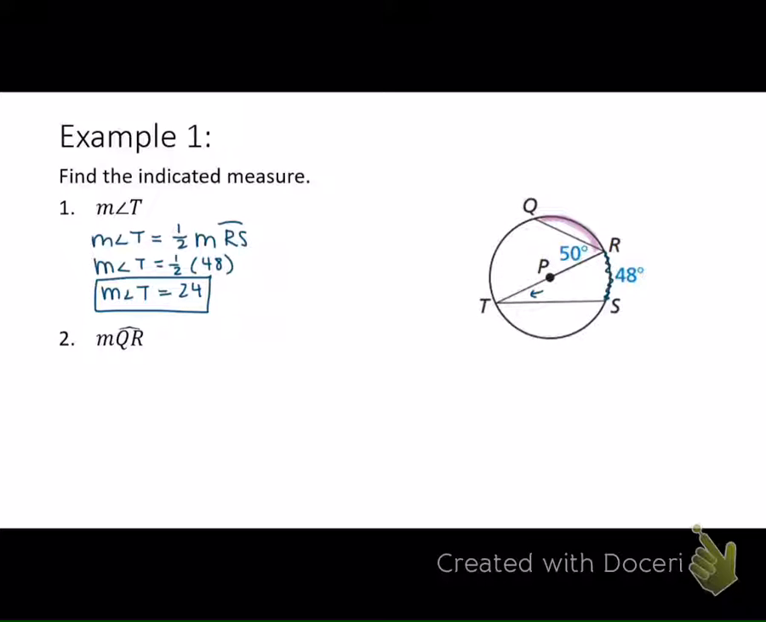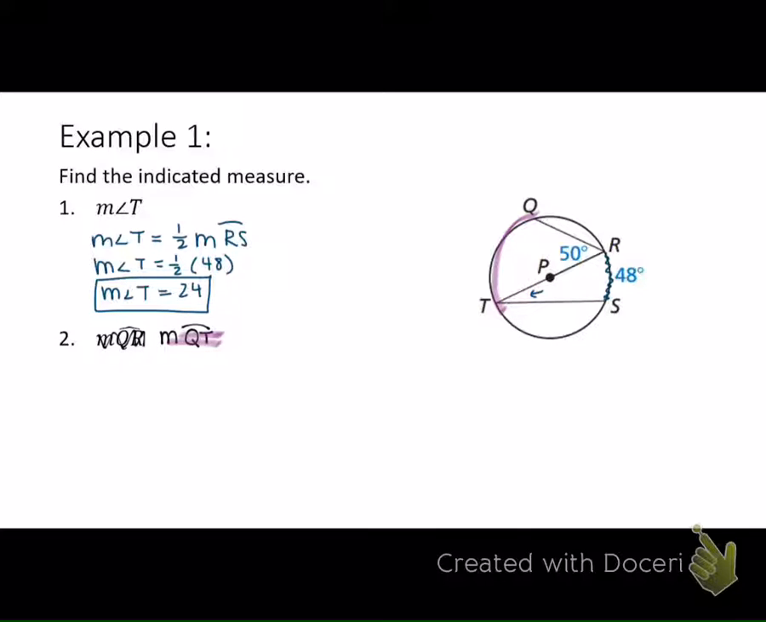Let's switch that to arc QT. That should say QT. You can't find the other one. So find the measure of arc QT. You don't have enough information for QR. So we're going to find the measure of arc QT. So QT is that arc there. What is its angle?